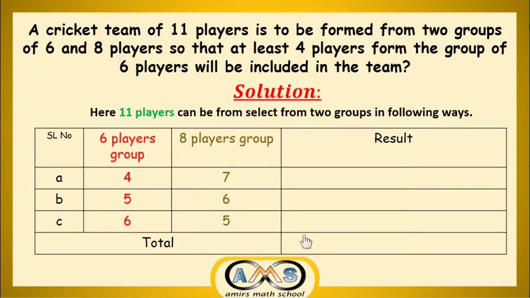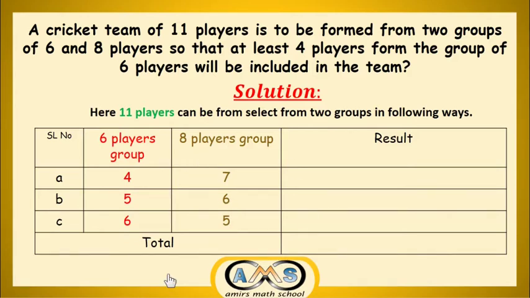Here is the 6 player group, and this one is the 8 player group. The condition is at least 4 players from the group of 6 players. So if we take 4 players from the group of 6, and we have to select 11, the remaining 7 we have to select from the group of 8. And the second case, if we select 5 players from the 6 player group, we have to select 6 players from the 8 player group.